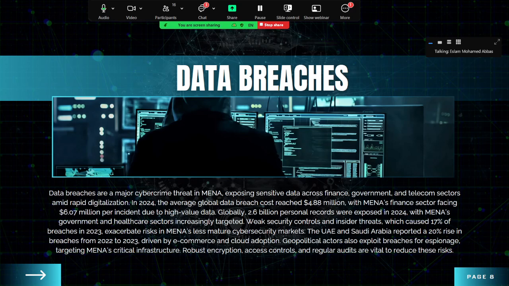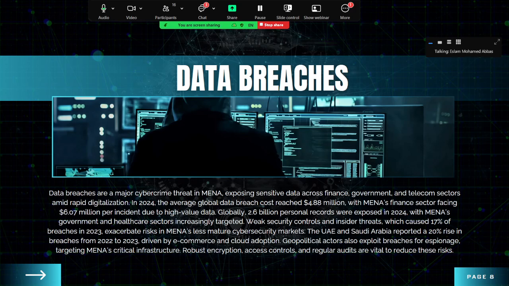And we can see in 2024 around 2.6 billion personal records were exposed from data breaches and phishing attacks. It's a lot of people from the MENA region. I'm talking about 2.6 billion personal records. It's a big, big number of records. So data breaches play a major role in cybersecurity crimes in the MENA region.